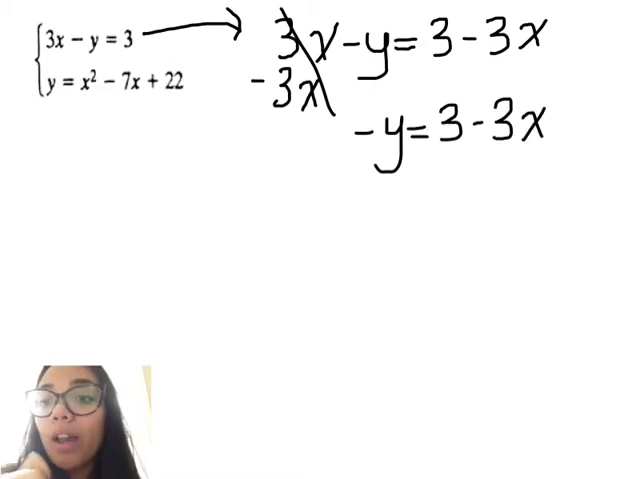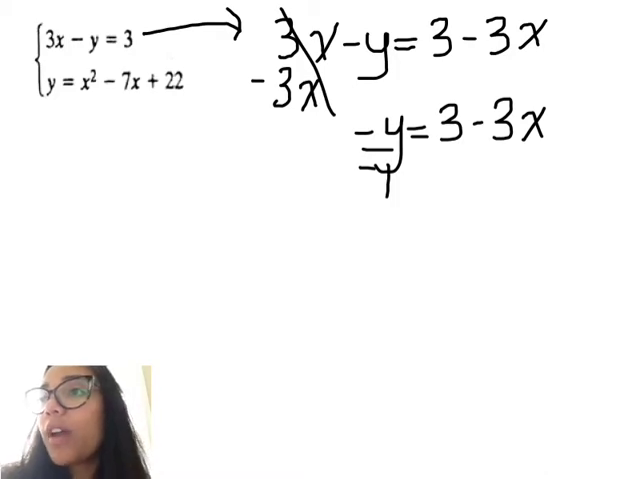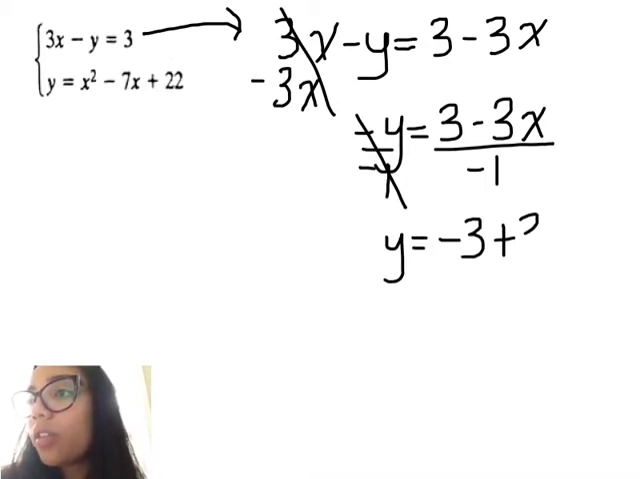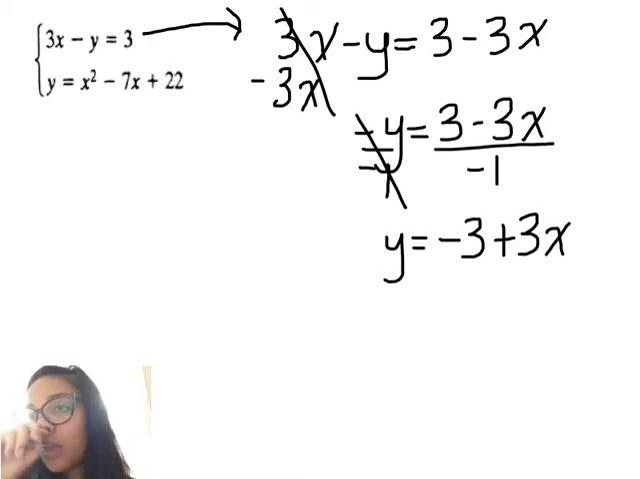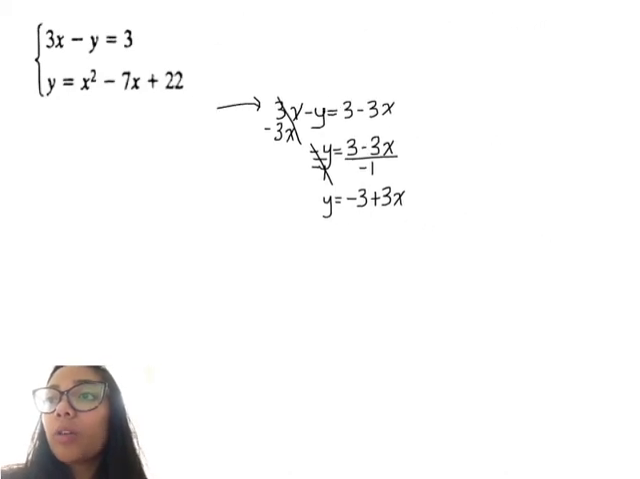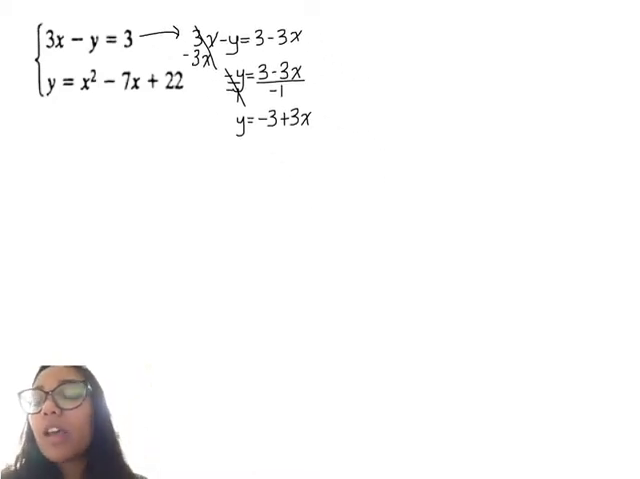Well, I want that y to be a positive y, so I'm dividing by negative 1. So I divide this side by negative 1. So I'll be left with y equals negative 3 plus 3x. So that's my first step. I solved for my y value on both sides. All I did was manipulate my equation. That is something that you learn in my class, and that's also something that you learn in Mrs. Smith's class. So y equals negative 3 plus 3x.